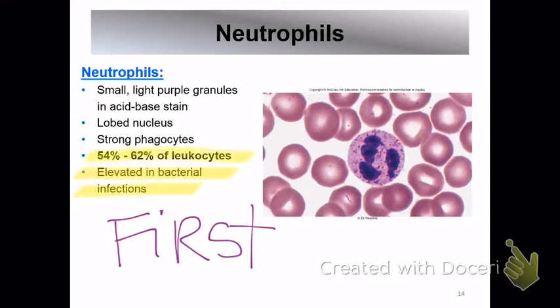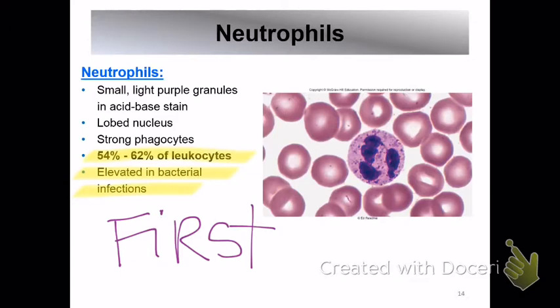So if there's normally 54 to 62, and you got to know the percentages. So you take a blood sample. Somebody's neutrophils is up to 75%. Boom. It's a bacterial infection. So these percentages are important. So of the white blood cells, 54 to 62% is normal range. And if it's above that, then that would indicate a bacterial infection.